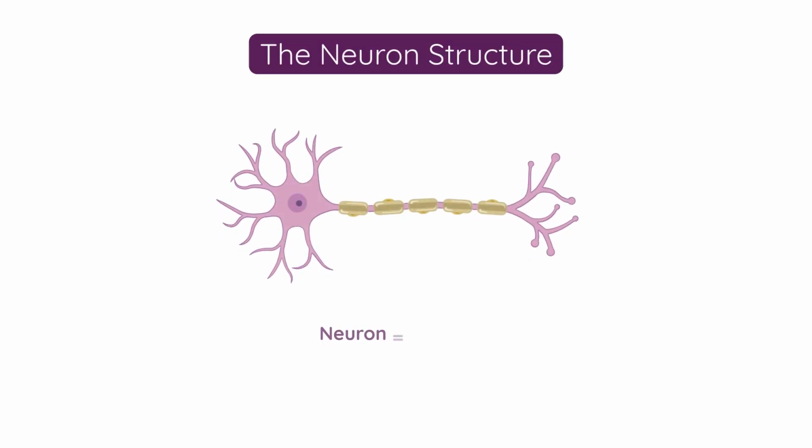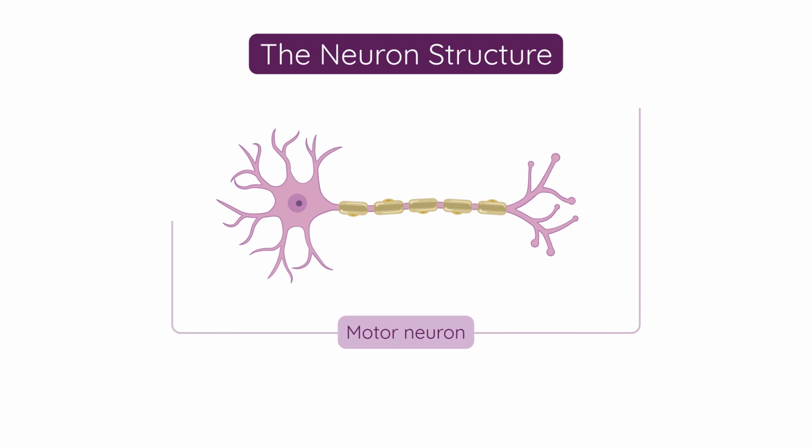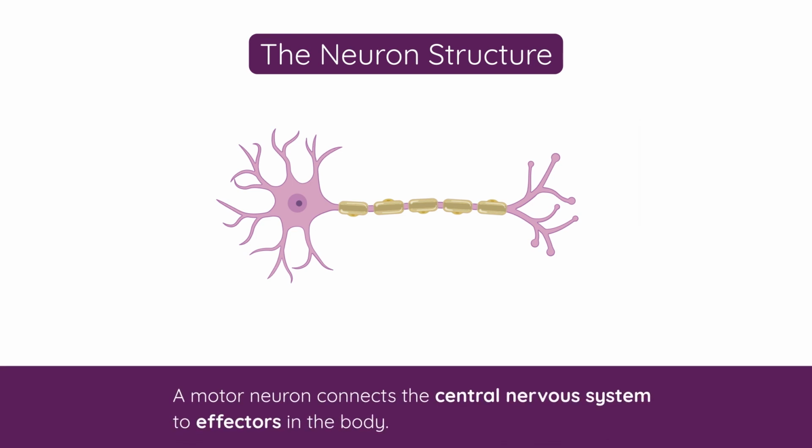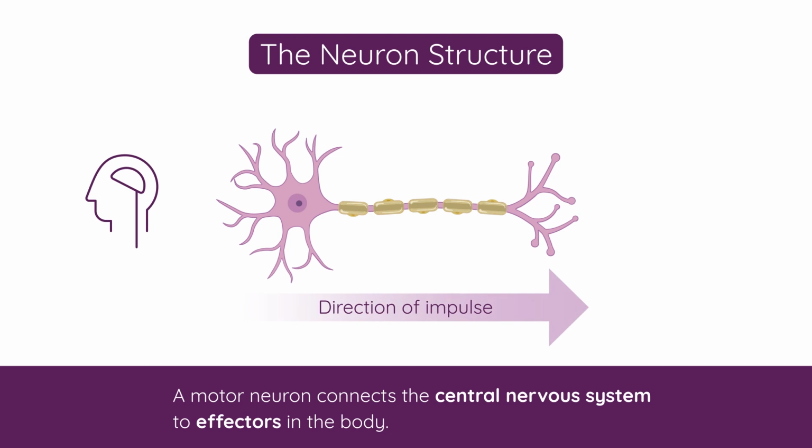Okay, let's take a look at the neuron structure. Now remember, a neuron is just another word for a nerve cell. In this case, we're going to look at the motor neuron because this is the one you see most often drawn in textbooks. Just a little reminder, a motor neuron connects the central nervous system, that's the brain and the spinal cord, to effectors in the body. Now what's an effector? An effector could be a muscle, it could be another neuron, it could even be a gland. Think the pituitary gland as an example.